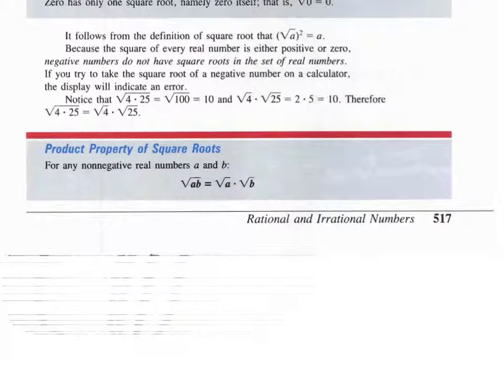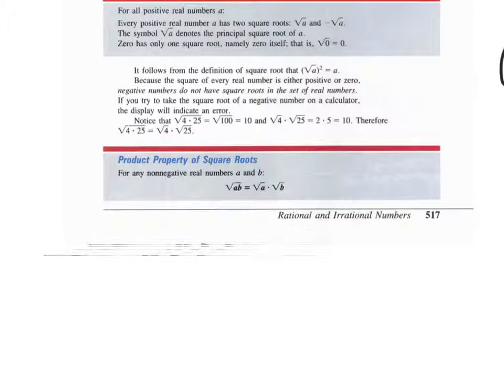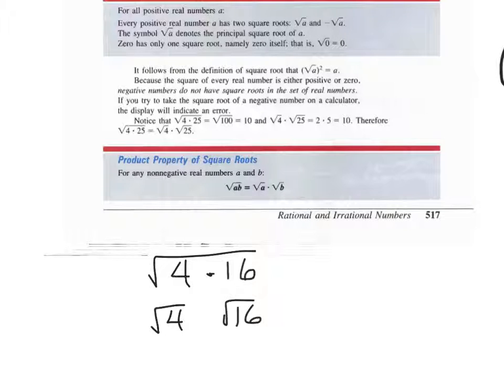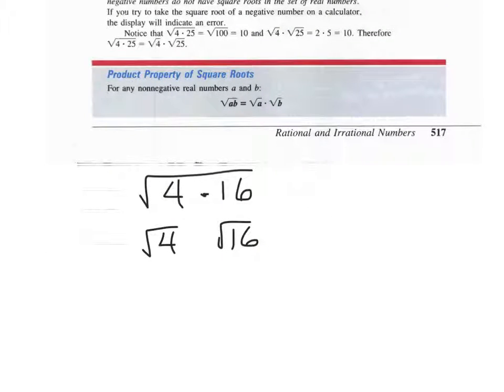So here is a property of square roots. All this says is if you have two numbers that are being multiplied, you could actually pull them apart and find the root of them individually. So for example, if you have 4 times 16, instead of multiplying that, you could pull it apart, find the square root of each of the answers individually, and then multiply it by itself.